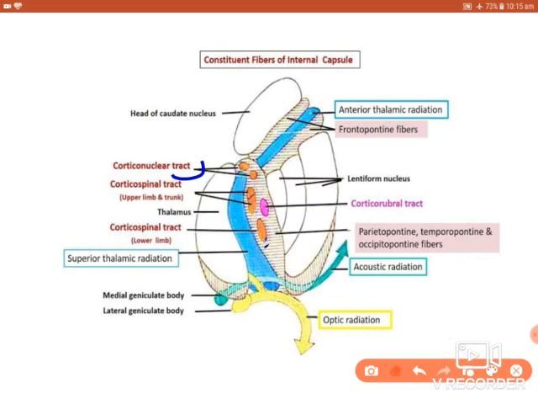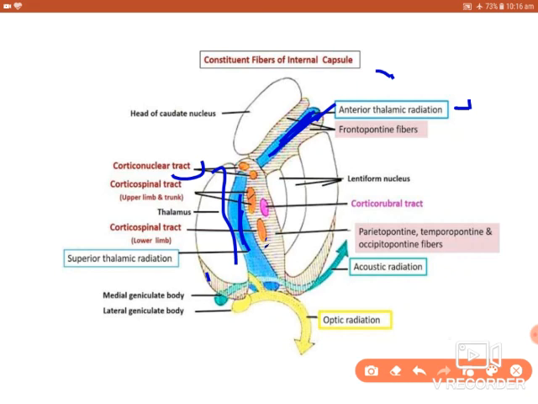Then coming to the sensory fibers. The sensory fibers here are called the thalamocortical fibers. You can see here this is the anterior thalamic radiation. This is the superior thalamic radiation. The sensory fibers are called the thalamocortical fibers, which radiate from the thalamus in different directions. The anterior thalamic radiation directs anteriorly and connects the thalamus to the frontal lobe cortex. Here you can see the thalamus to the frontal lobe.